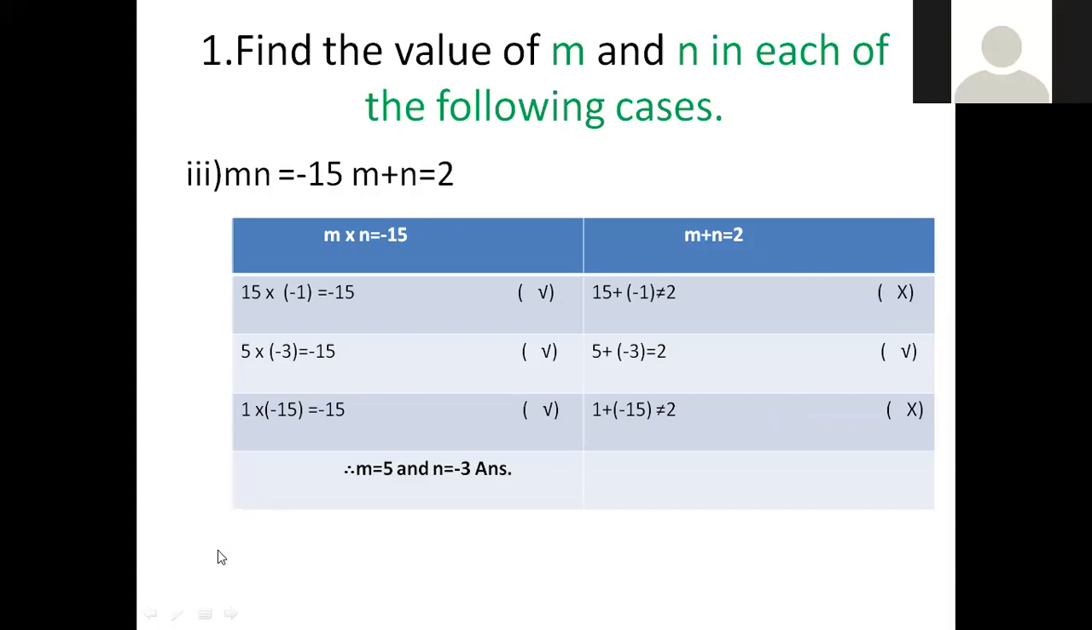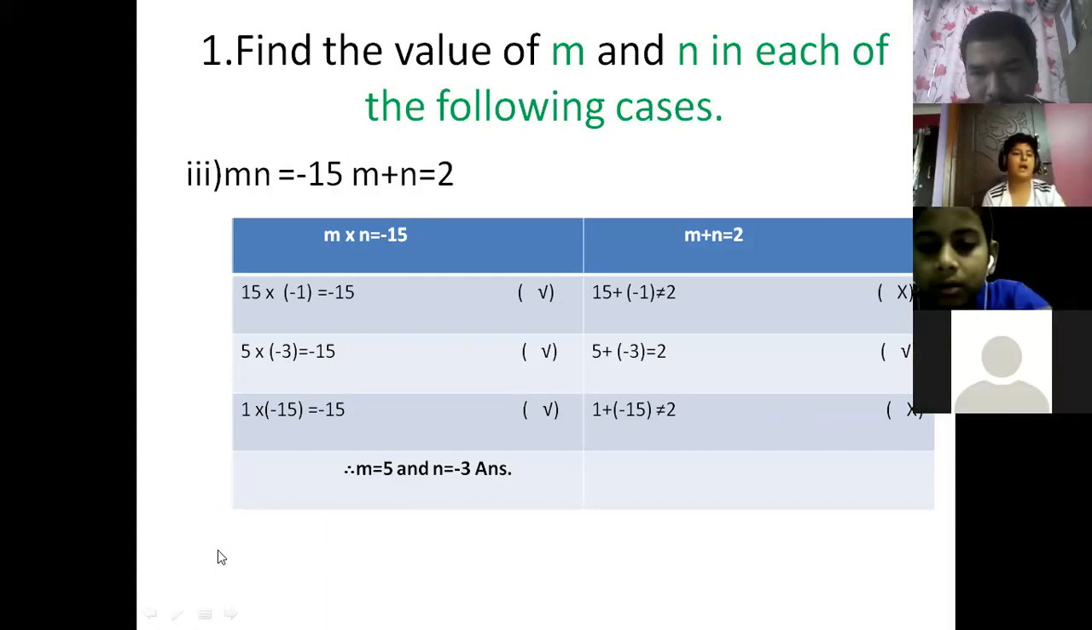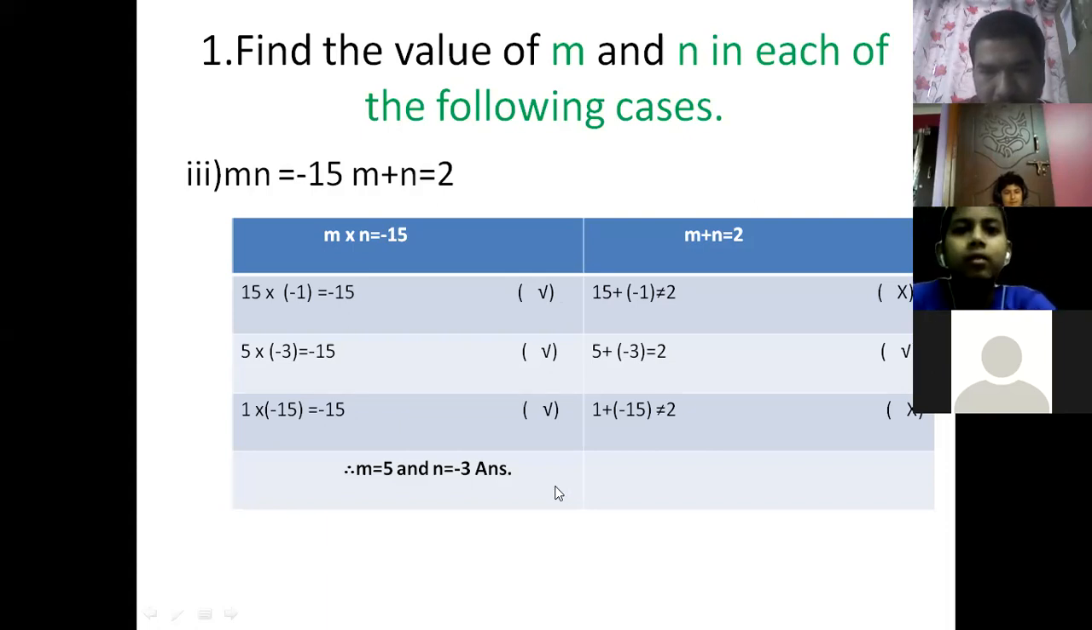Okay, sir. Ritik, have you understood? Yes, sir. Have you understood it or not? Yes, sir. Okay. I hope you are keeping the notes also, all of exercise 1. Are you keeping the notes? Yes, sir. Good. Now, have you understood question number 1, how to find out the numbers given in the condition? Yes, sir. Okay.